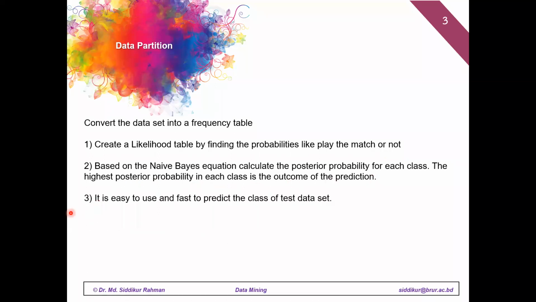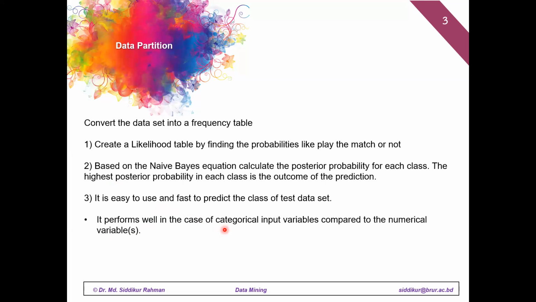It is easy to use and fast to predict the class of the test data set, right? And it performs well with categorical input variables compared to numerical variables. This is very important in naive Bayes. If your variable is categorical in nature, naive Bayes is going to be a well-fitted machine learning model, compared to when your input variable is numerical in nature. This is the main important concept here.